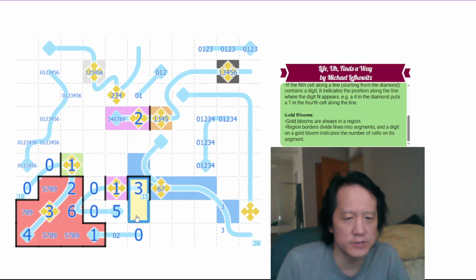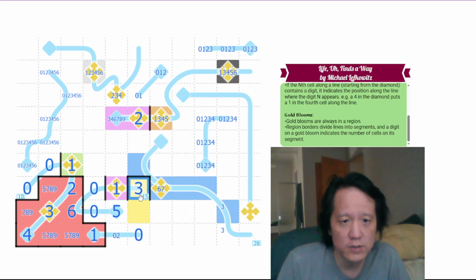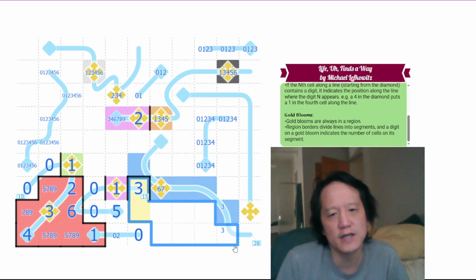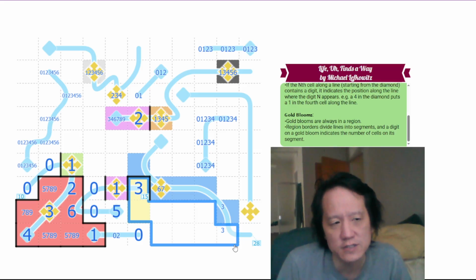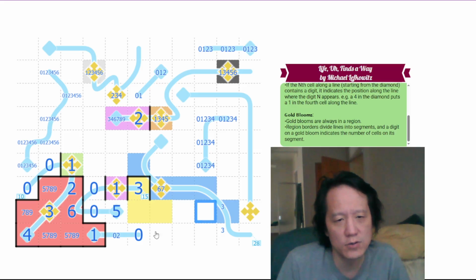So one guaranteed... So does this have to be yellow is kind of the question. 1, 2, 3, 4, 5, 6, 7, 8, 9. The answer to that is no. It does not have to be. But this is at most 1, 2, 3, 4, 5. Okay, so this has to be yellow here. Because this is a border. This is 0 here.